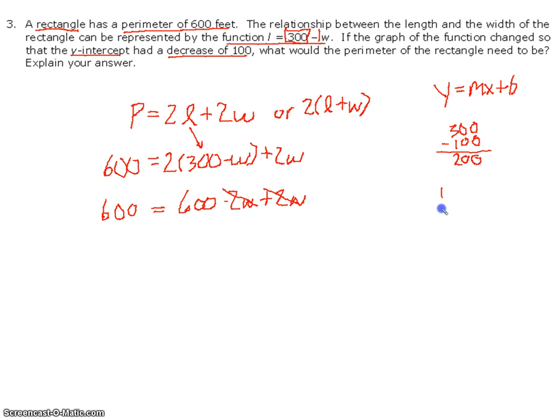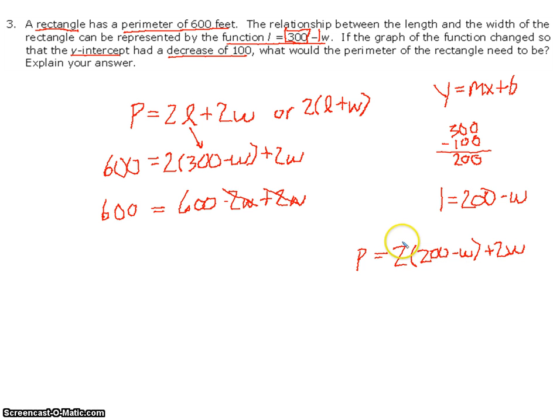So that formula, that relationship, now becomes length is equal to 200 minus w. Okay, because we've decreased the y-intercept by 100. So how does that affect my perimeter? Well, I'm still using the same formula, but instead of putting 300 minus w here, we're going to put 200 minus w here. So now with this new rectangle, the perimeter is equal to 2 times 200 minus w plus 2w.